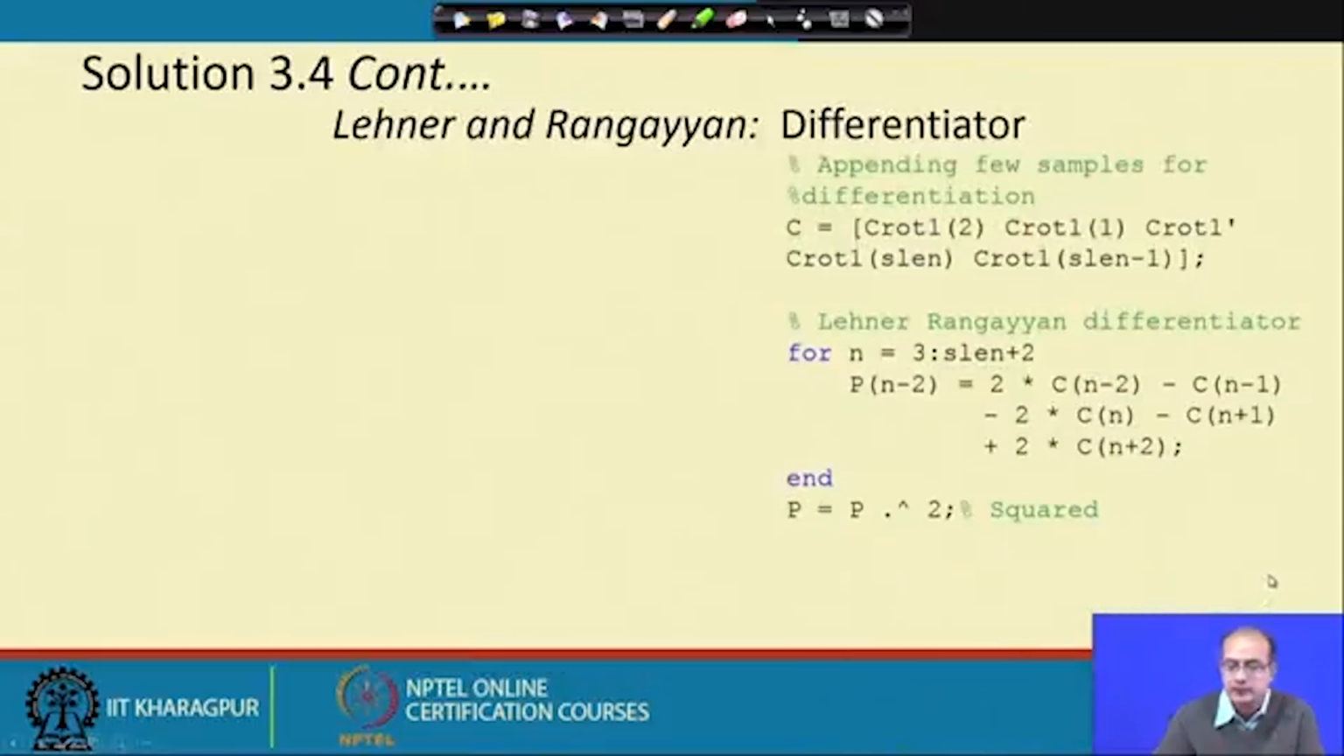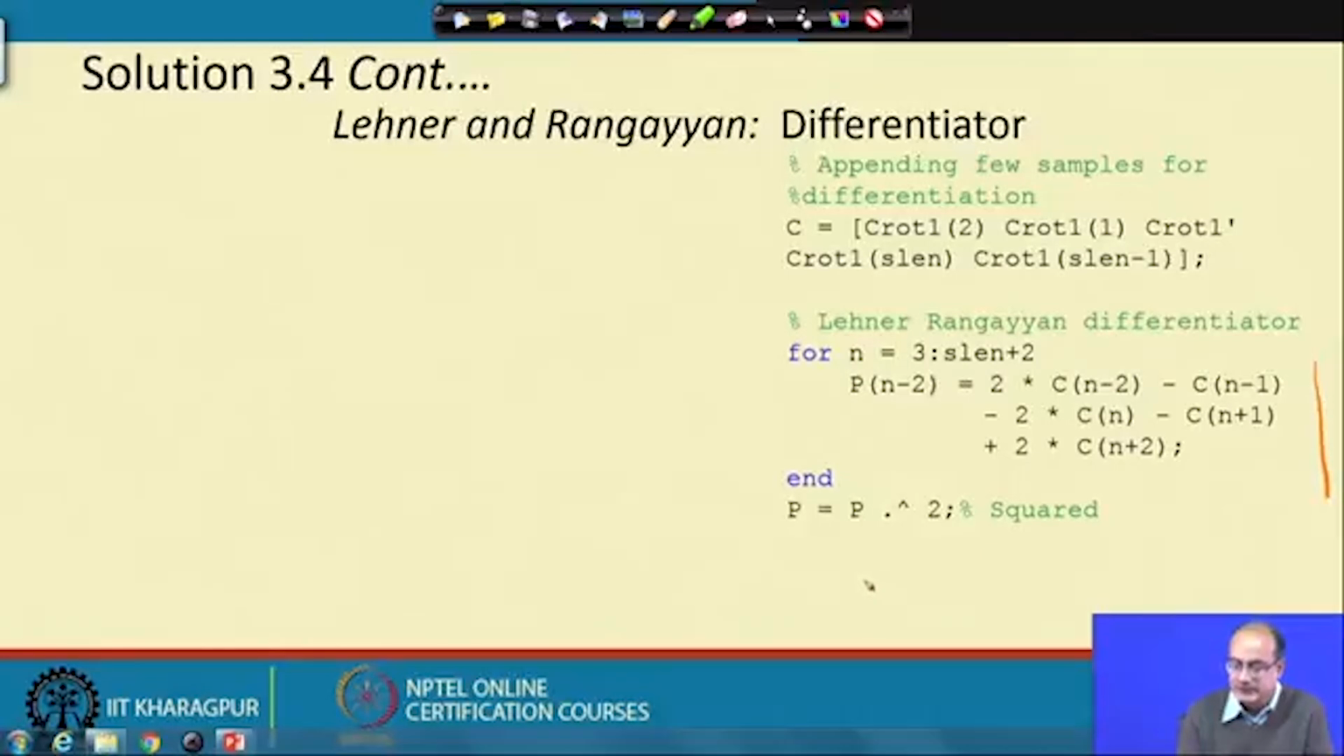Next, we are going for a differentiator, and in fact, it is necessary before applying a differentiator to do that low pass filter, otherwise those noises could be magnified and have an impact on the accuracy of the technique. So, in this case, a second order filter or second derivative is suggested by Lehner and Rangan, and for that we do some padding. How is the padding done?